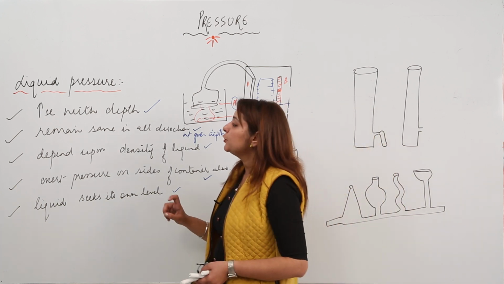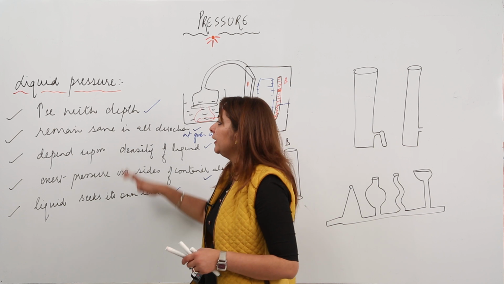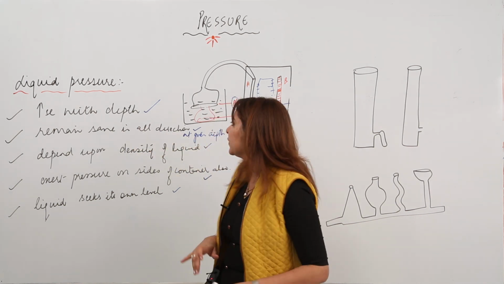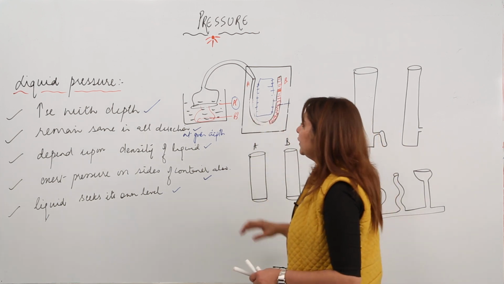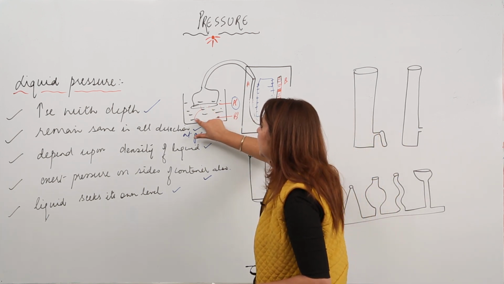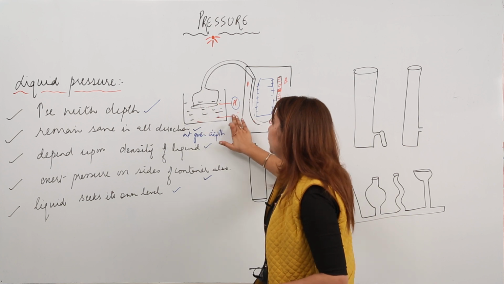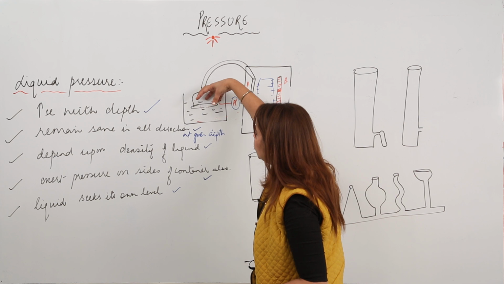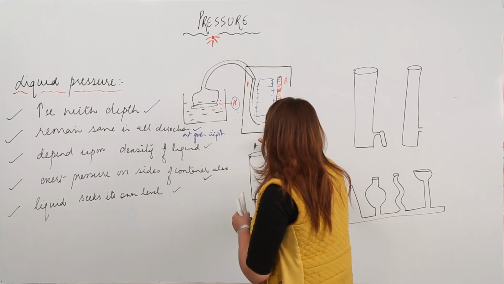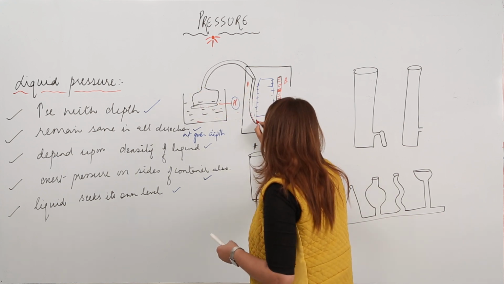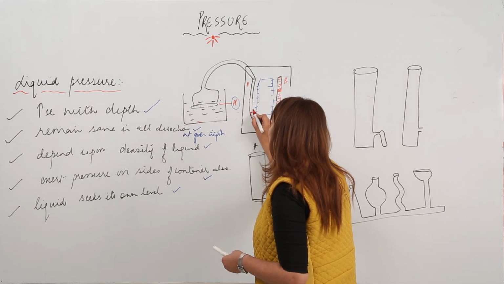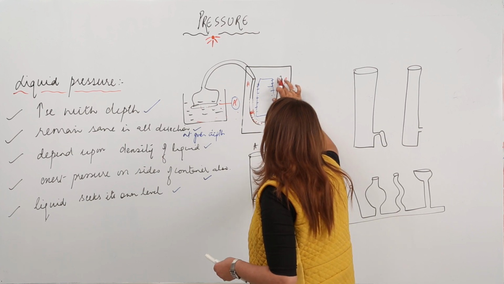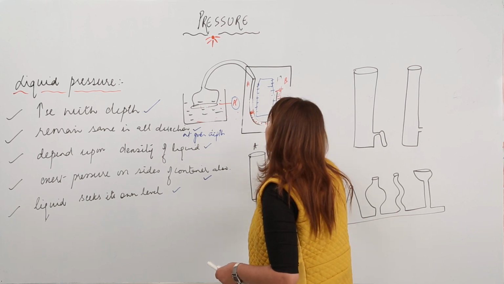Secondly, we need to prove, and it is observed, that liquid pressure remains the same in all directions at a given depth. To prove this, I have a thistle funnel at point A dash, the same activity. When it is at this position, the level of liquid at A is here and B is till this point.